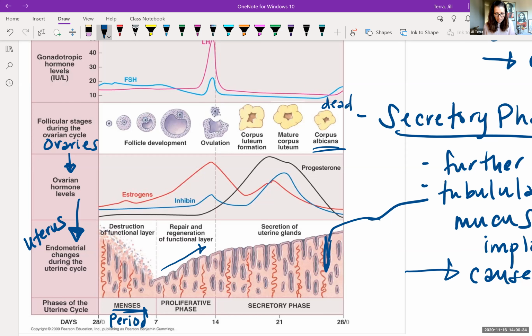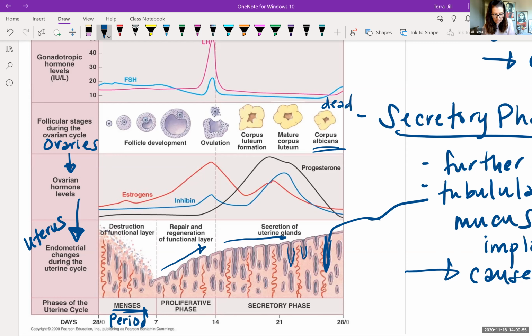now we're rebuilding, and then secretory, rebuilt, we're building a little bit more and now just maintaining, and we see all these glands that are making and secreting. We see even further development of blood vessels. The secretory phase is the mucus and other molecules being secreted to really maintain that.